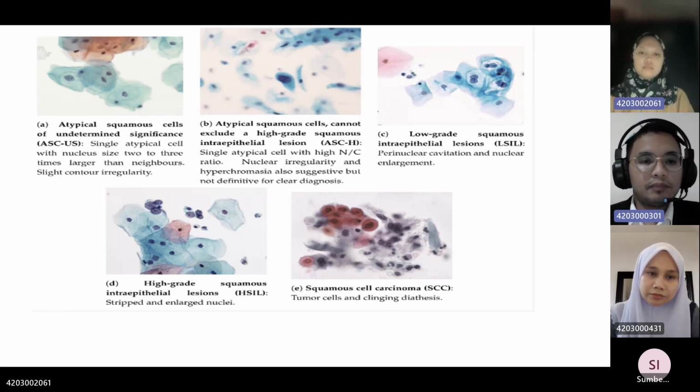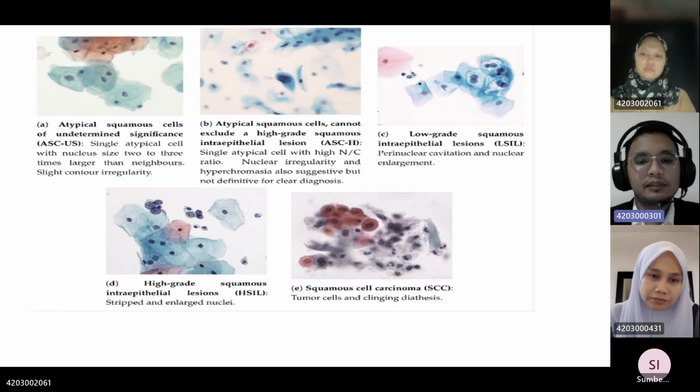Okay, I will continue to present about the characteristics of each level in cancerous cases. First of all, we have 5 types of categories, which we can see in the slide. ASCUS, which is atypical squamous cells of undetermined significance.